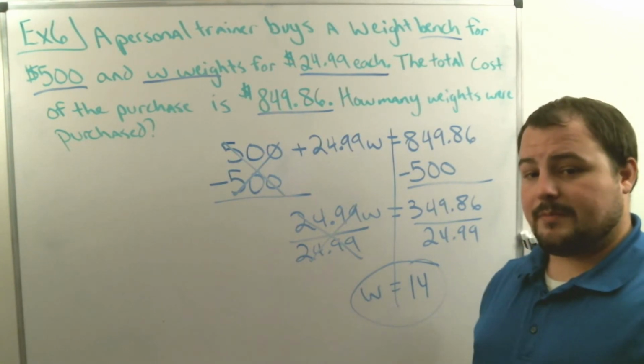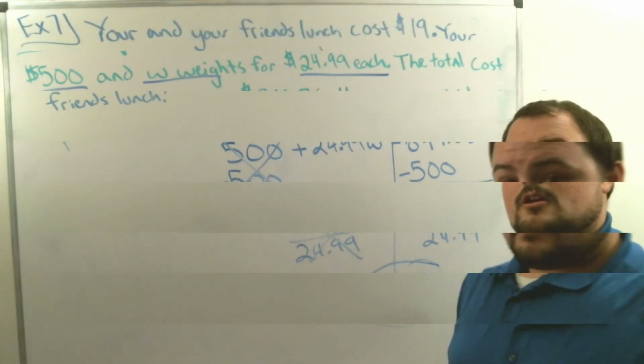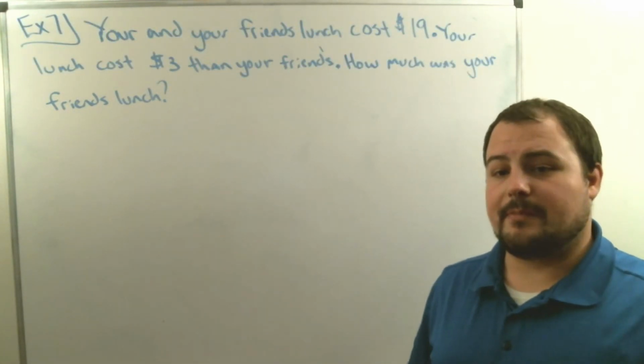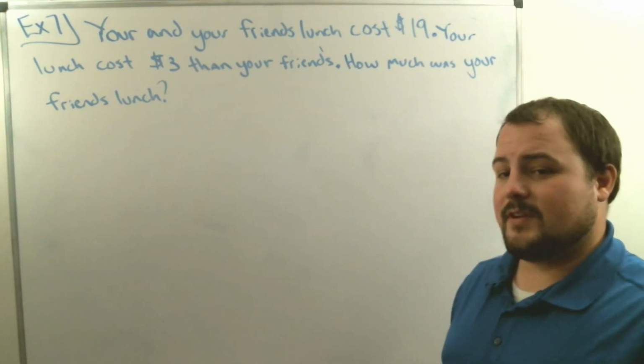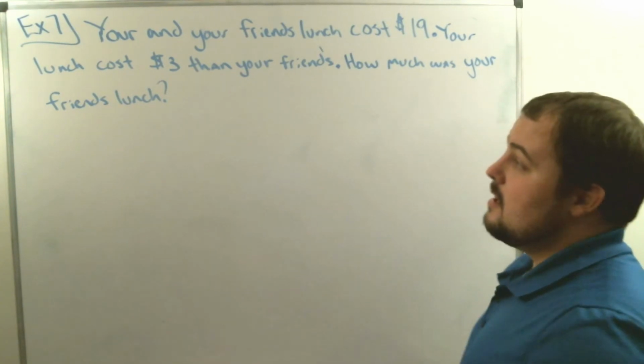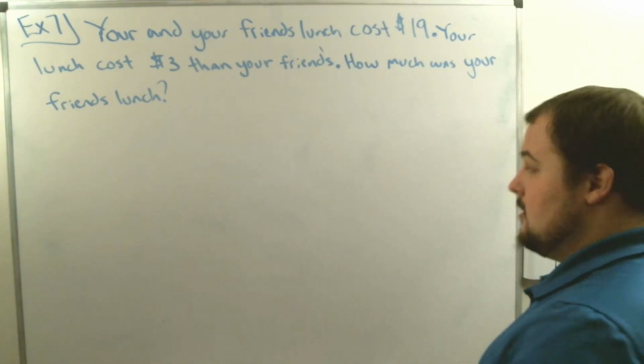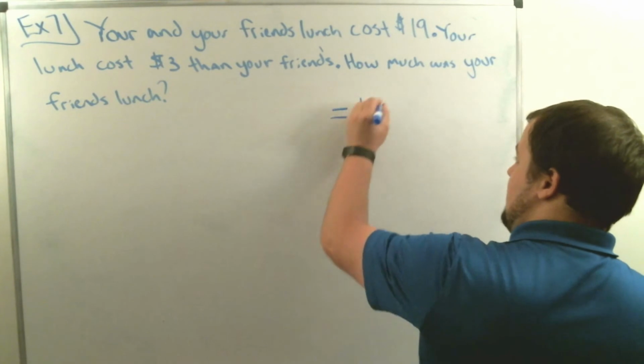Let's do one more problem, and you guys are awesome and done for the day. Alright, for our last example, example 7, we're going to be talking about a lunch problem that deals with a situation that maybe some of us have seen before in the past. It says your and your friend's lunch cost $19, so we know our total. Our total is equal to $19.